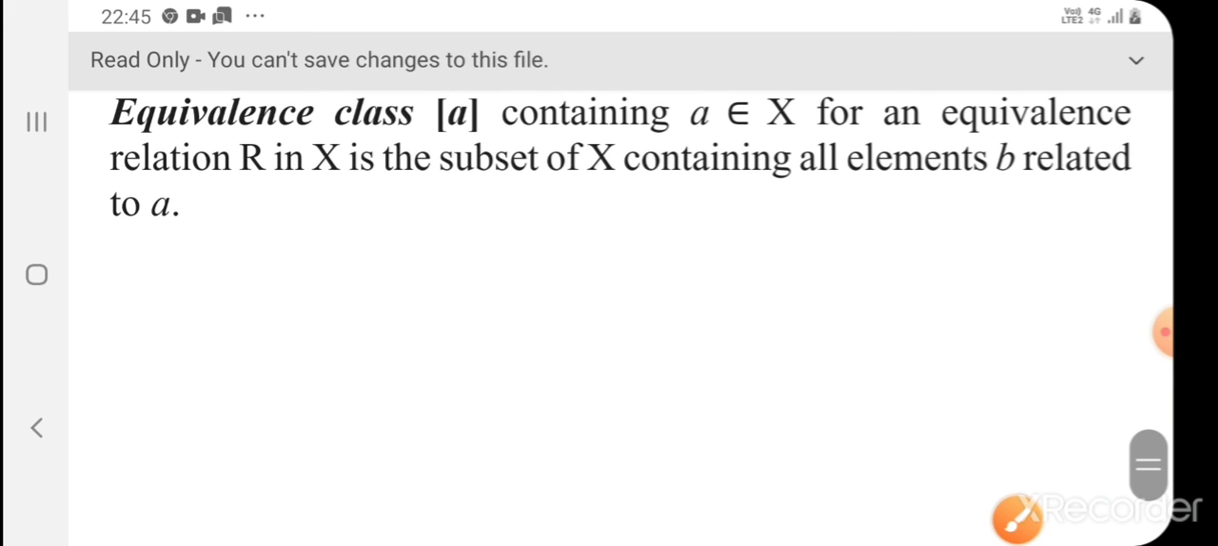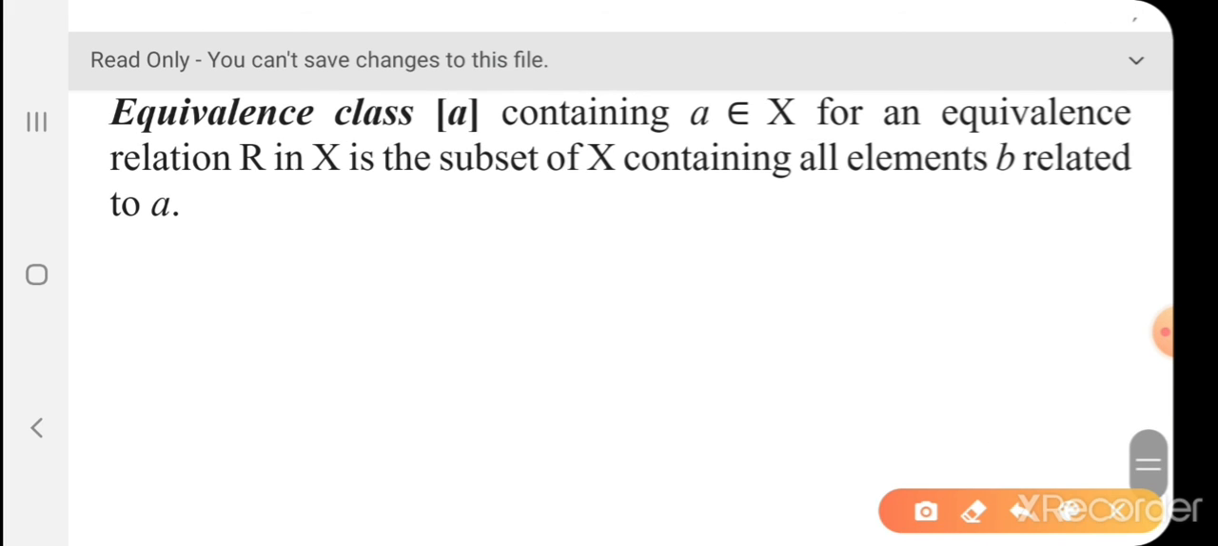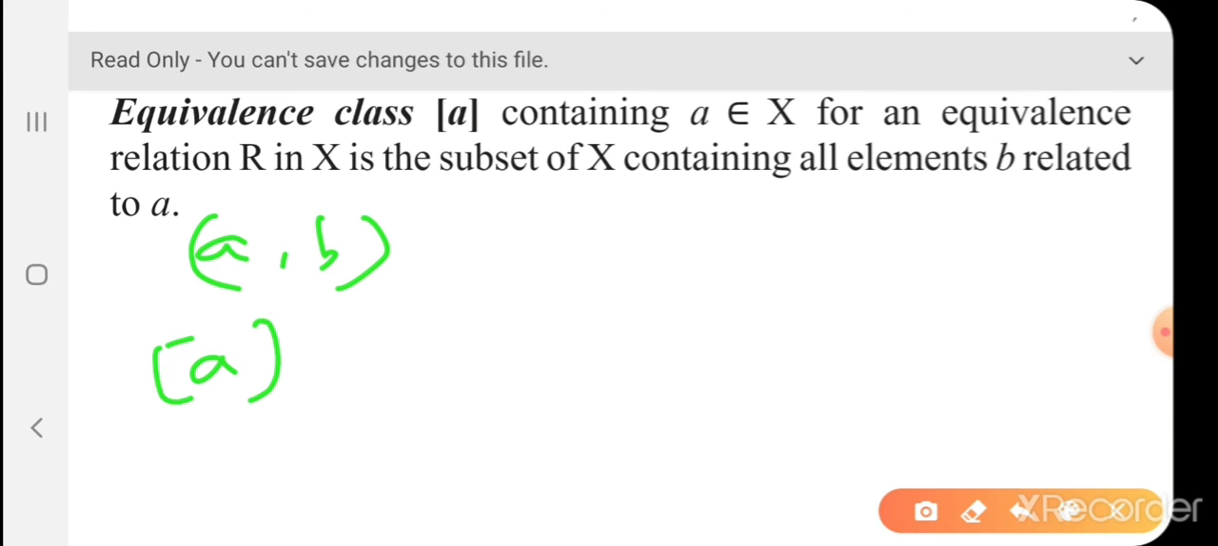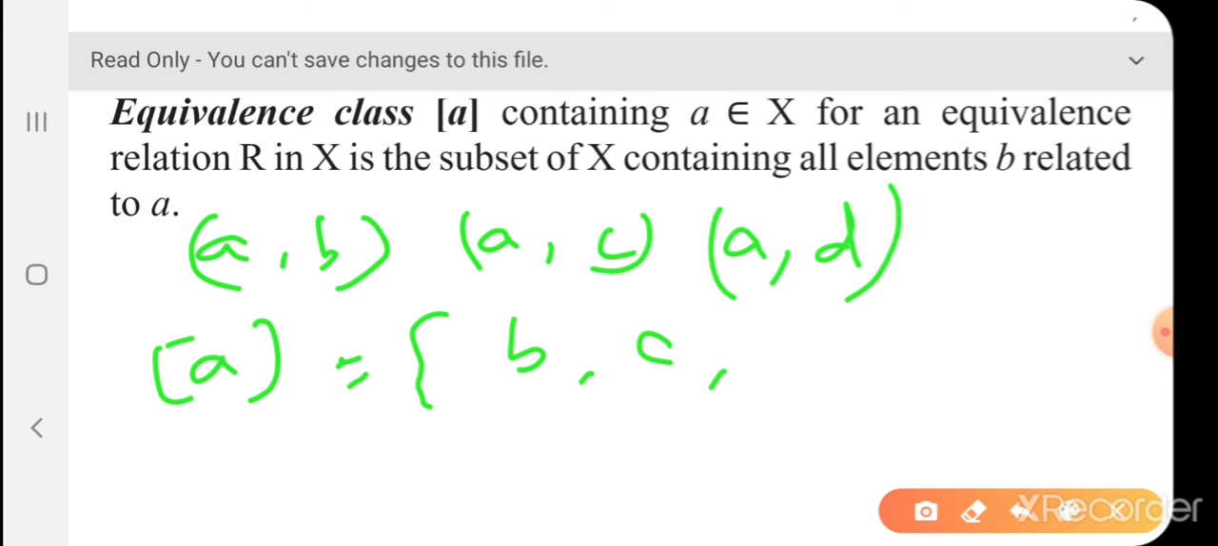So you see here, if A is related with B, then the class contains B. If A is related with C, it contains C. If A is related with D, it contains D. If A is related with E, it contains E, like this. So this is the equivalence class of A.